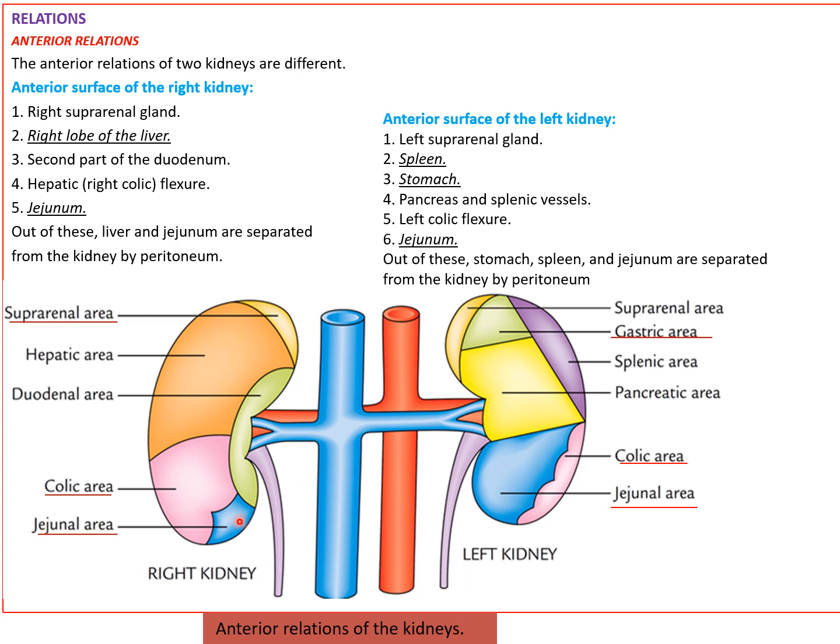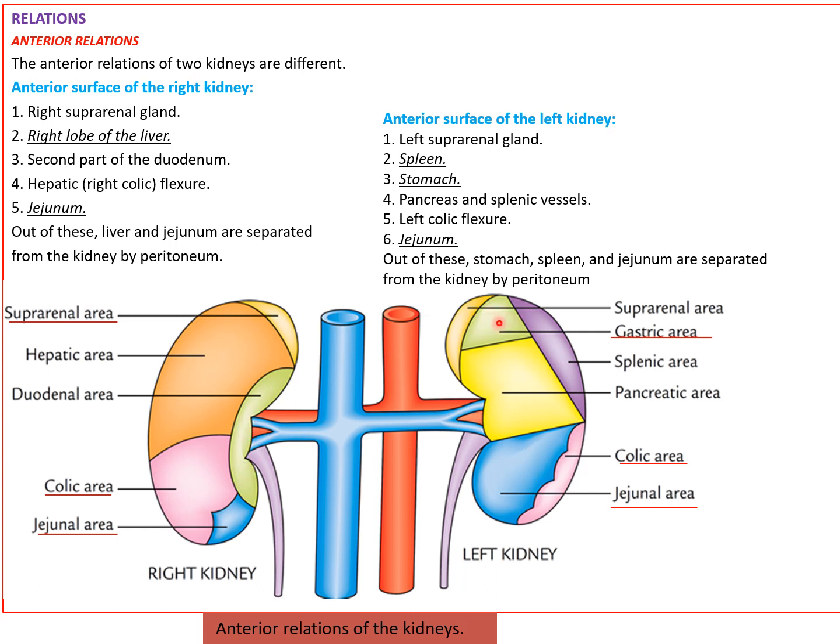This part on both sides is related to the jejunum. So the common are suprarenal gland, the colon, and the jejunum. On the right side is the right lobe of the liver, so the right kidney is related to the right lobe of the liver and the second part of the duodenum.